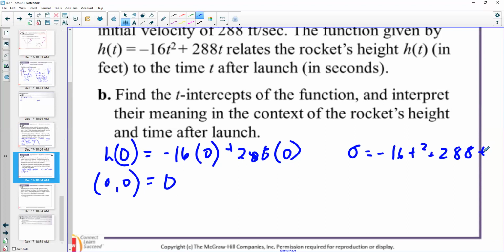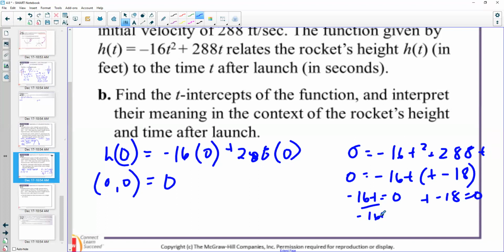If I did it the other way, now I have to factor, right? So let's see. Can I pull out a common term? Yeah, I can. It's a negative 16 and a t. That would leave me t minus 18. Okay? So I get negative 16t equals 0, and I get t minus 18 equals 0. This is just going to divide through, right? Oh gosh, I forgot the t. And that's just going to be t equals 0. On this side, it's going to be t equals 18.